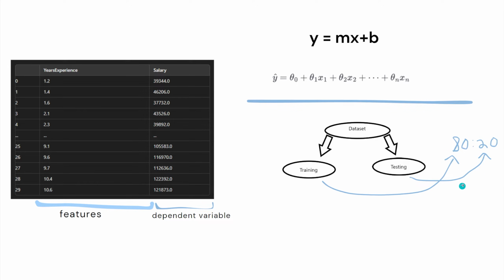The most common way to split the data is 80-20, so 80% of the data set will be for training and then 20% will be for testing. Those values can vary depending on different factors, like how big or how small your data set is, but 80-20 is probably the most popular way to split your data.